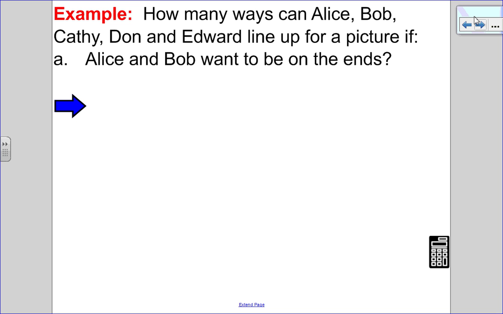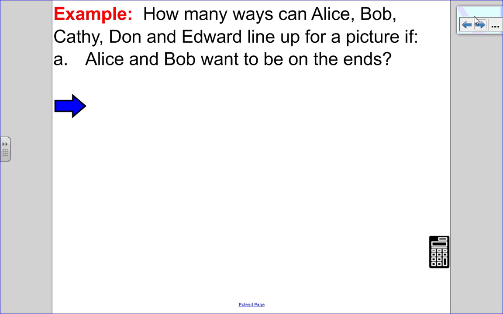So let's say that we have 5 people, Alice, Bob, Kathy, Don, Edward. Do you see what I did there? A, B, C, D, E. How original. They want to line up for a picture. Alice and Bob want to be on the ends. So I want to know how many ways can that happen.